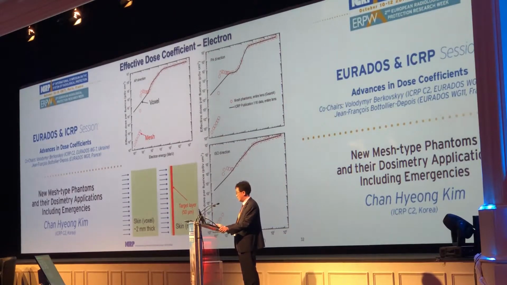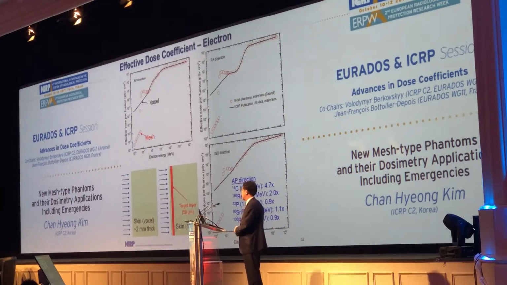And this caused a difference in skin dose, and that difference in skin dose caused a difference in the electron coefficients, but it is only for electrons at low energies. So we analyzed this one. Anyway, the difference is very large, even though ICRP already addressed this problem using the stylized model.